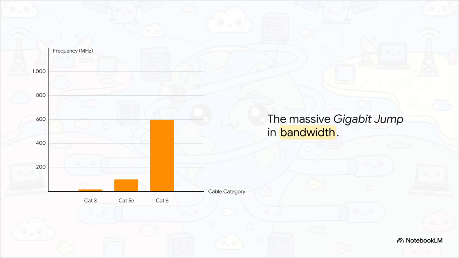Because we're constantly demanding faster internet, engineers really had to push this simple twist to its absolute limits. They evolved these cables with tighter, way more precise twists and better materials to handle higher bandwidth frequencies. Think about the massive gigabit jump we've experienced over the years. We leaped from older Cat3 cables at just 16 megahertz up to Cat5e at 100 megahertz, and then blasted right past 250 megahertz with Cat6 to give us true high-speed internet.